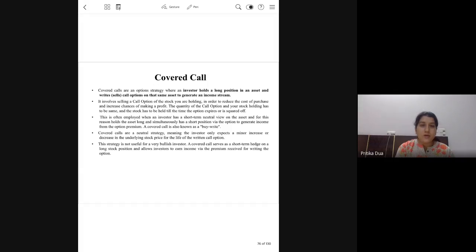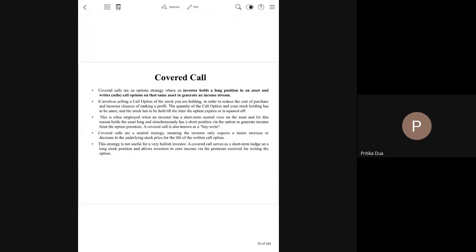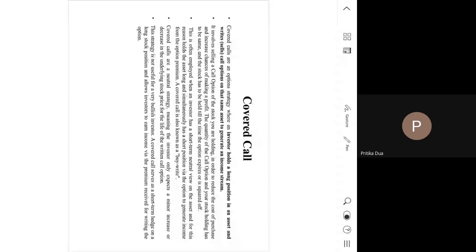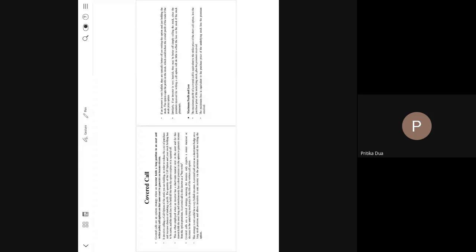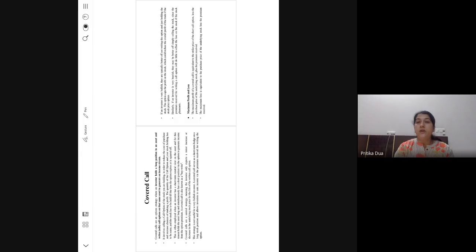We now move to the second combination strategy, a covered call. Okay, so covered call is a situation where the investor is having a neutral view on the stock. The investor is long on a stock, he has purchased a share, but what he expects is that there wouldn't be much price movement in the share.